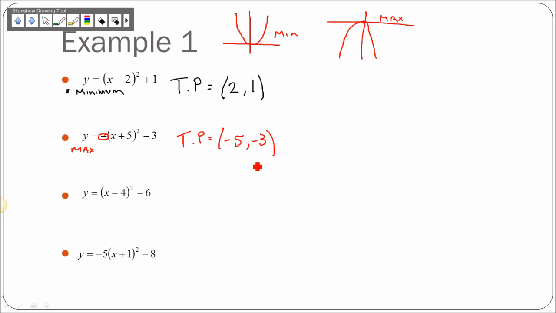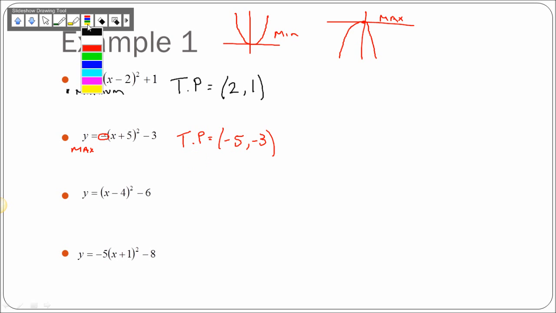Now another way to think about it is your turning point can be given by the number inside the bracket and the number that's outside the bracket. This number is just copied straight into your y value. But with the x value, notice that the negatives and positives are around the wrong way. If it's negative in here, it's positive out here. If it's positive in here, it's negative out here. That's a good hint on how to always find the turning point.